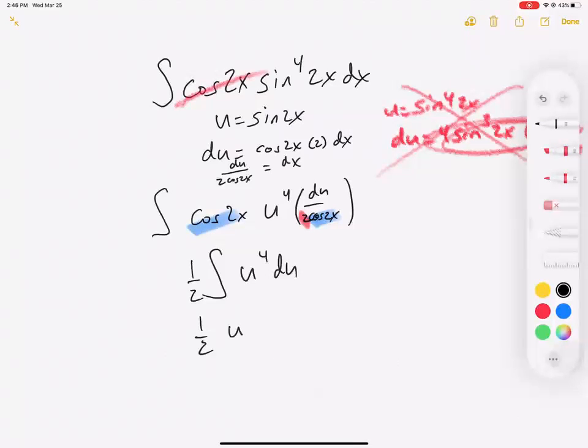1/2 u to the 5 over 5 plus c. Okay, how did I do that so quickly? Remember, this is the power rule, n plus 1 over n plus 1. That's why 4 plus 1 is 5 as exponent and also as a fraction. Rewriting this, it's 1 over 10 u to the 5th power plus c. U we said was sine to the 5th of 2x. Yep, and that's the answer.